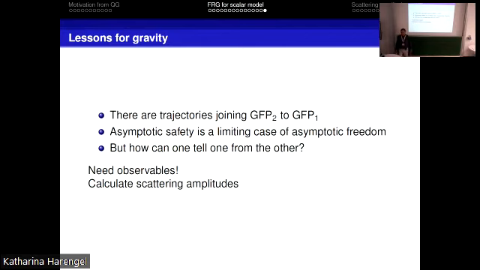So from this FRG study, you could say, well, it's encouraging that there are trajectories from the 4 derivative to the 2 derivative fixed point. And we also see that asymptotic safety can be seen as a limiting case of asymptotic freedom, in the sense that in that phase diagram, there's only one asymptotically safe trajectory, and you can see it as a limit of a one-parameter family of asymptotically free trajectories.